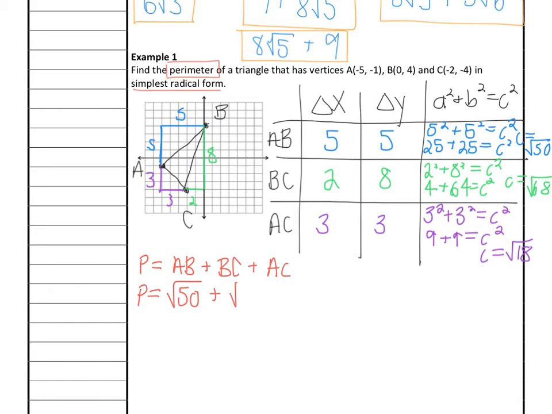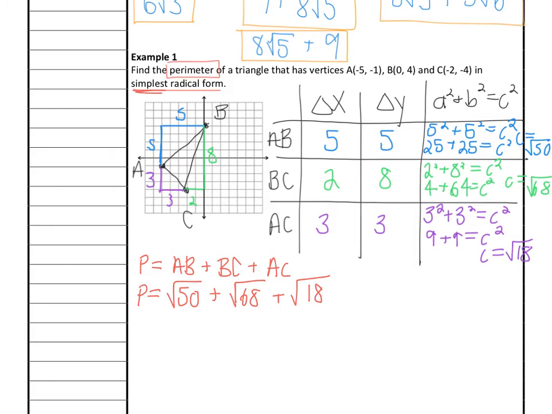We know BC came out to be the square root of, oh, I messed up. That was a 68 for AC. Sorry, talked too fast. All right, this one was 68, and this one was 18. So that's our perimeter, and those don't have radicals, so I can't combine them.